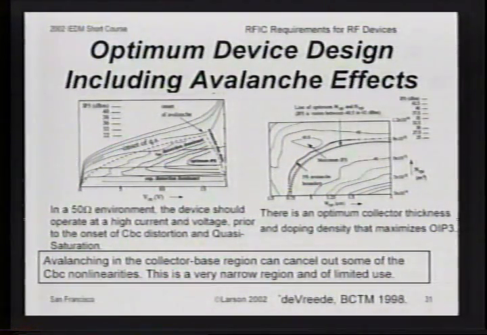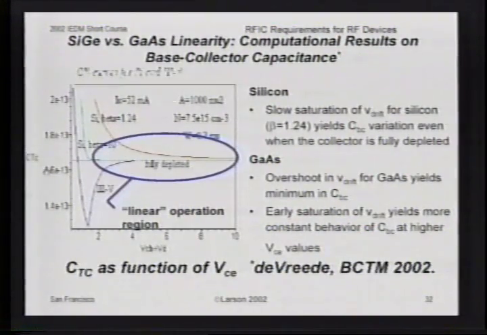And then another way of cutting this curve is to change the collector thickness and the collector doping, and once again, there's a kind of an optimum sweet spot, which is essentially analogous to the chart that I showed you on the previous page. Now, we can extend this issue a little bit further and look at comparisons between technologies again. And once again, this is some work that Professor De Vries published at the BCTM this year, where he looked at the effect of the choice of materials, silicon versus gallium arsenide, on the linearity of the transistor.